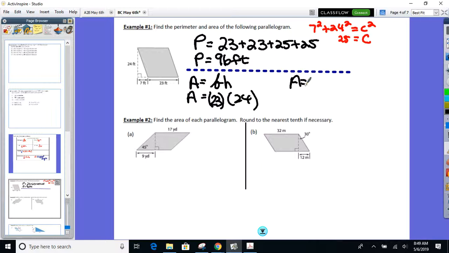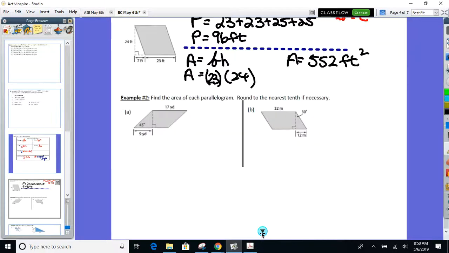So as you crunch your numbers there, what are we looking at? 552, right? Okay, we're in area units now. That right there is not going to cut it. Square feet. Now, I don't square the 552. It's just square units, so square feet. Okay, get used to that. Anything else there?